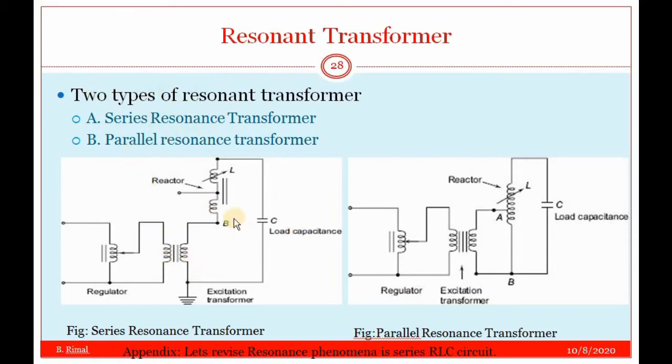Here in the figure you can see the series, and in this figure you can see the parallel resonant transformer. The choke coil which I had mentioned is this in case of series, and this in case of parallel resonant transformer. To understand this phenomenon of resonance, we must understand the resonance phenomenon in an RLC circuit, which I have included in the appendix of the slide.